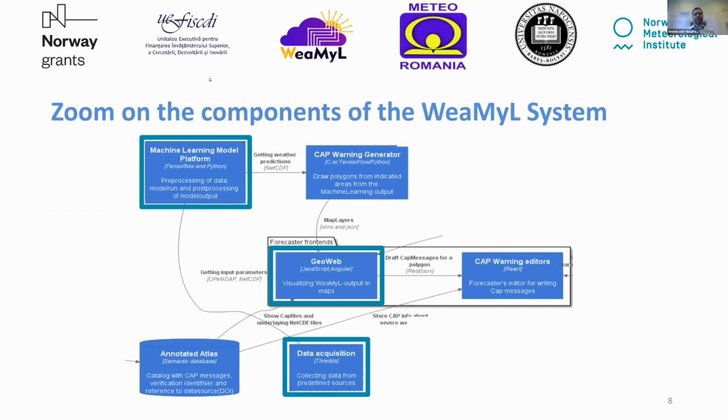So if we move into more detail, or take a look at the detailed components of the WeaMyL system, those that are highlighted in the blue box here are what I will be focusing on today. The annotated atlas has already been described by Bart, and thank you very much for this. I'll be mainly focusing on the machine learning model platform, and then the GeoWeb as a visualizing tool of the output results.